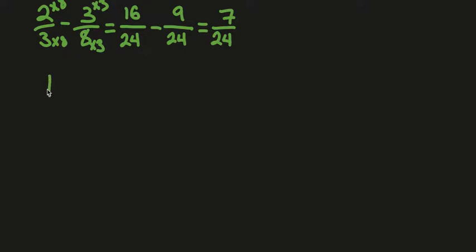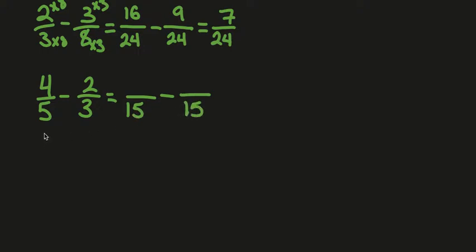Next, we have 4 over 5 minus 2 over 3. The greatest common factor between 5 and 3 is going to be 15. We need to think about how we got from 5 to 15. This was times 3. And what we do to the bottom, we also need to do to the top. 4 over 5 becomes 12 over 15.